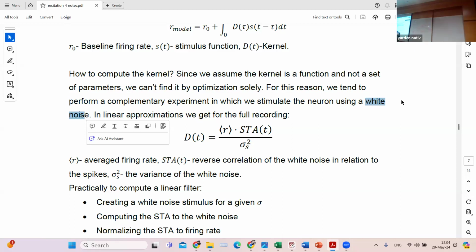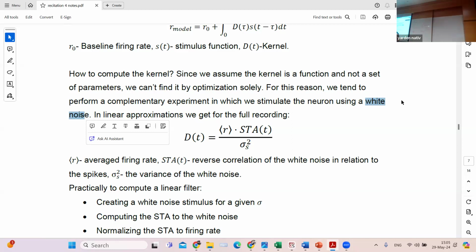And now how are we calculating this linear kernel? Our model says that the linear kernel equals the average rate during this experiment of the white noise, multiplied by the STA on the white noise data, and all of which is divided by the variance of the white noise. Okay? Is that clear? Yes.